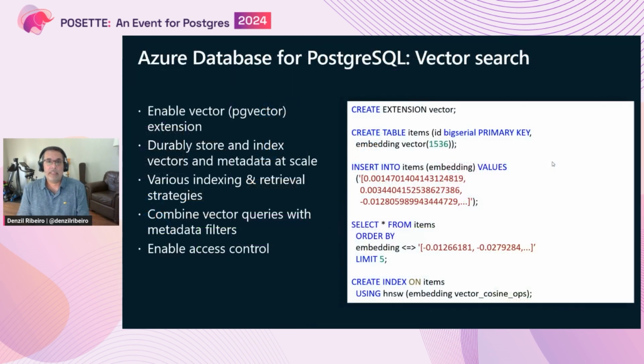So Azure Database for PostgreSQL has native vector search via the pgvector extension. You can enable the vector extension, and it allows you to durably store and index vectors and metadata at scale. There are indexing strategies, and we're not going to go into the details of that. You can index with IVF flat or HNSW and combine the vector queries. So this is not a specialized vector database. Your vector data resides along with your operational data. You can combine vector queries along with metadata search and also enable ACLs on the vector data itself. It's as simple as creating the vector extension and then inserting embeddings into a vector data type, which is a part of the table.